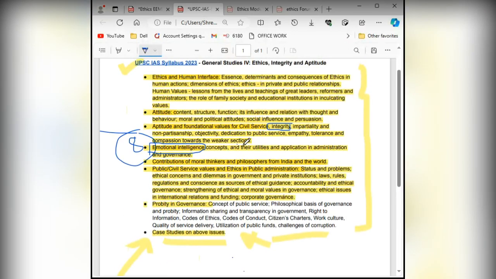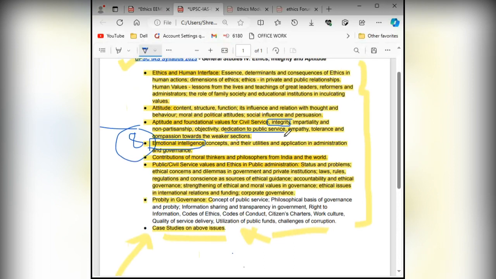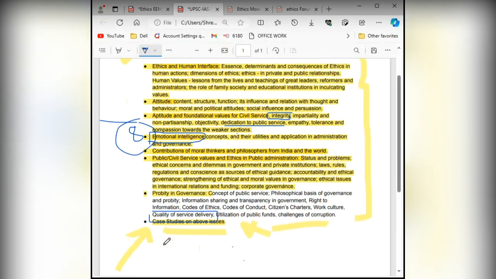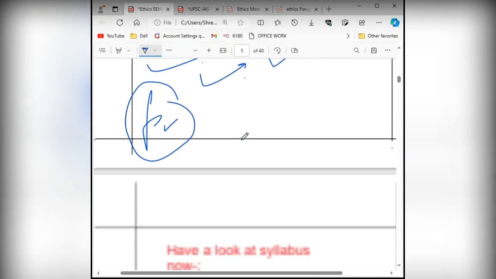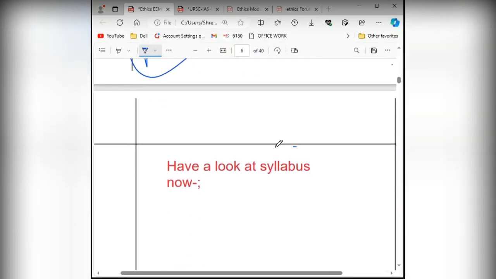Let me make you see here. Dedication to public service. You can see that it is mentioned over here. Then we have the quality of service delivery. So these are some of the things. Now they will just put one keyword and they will ask you the application. How transparency, how honesty, how probity or emotional intelligence helps in inculcating transparency or like that. Then we have seen the syllabus almost.